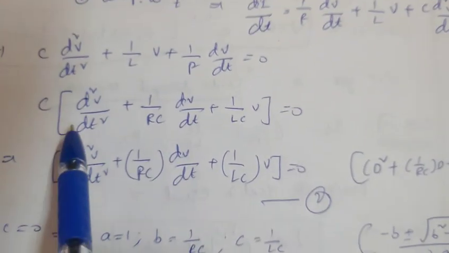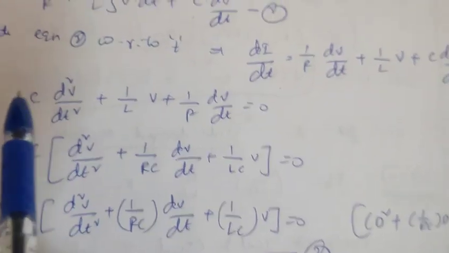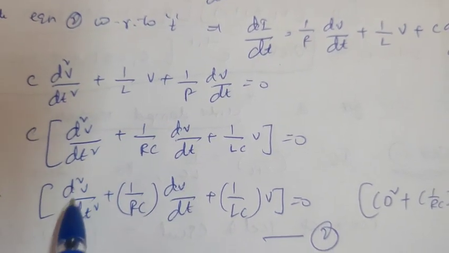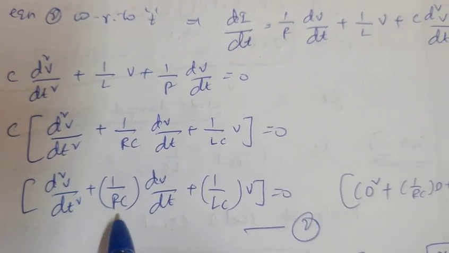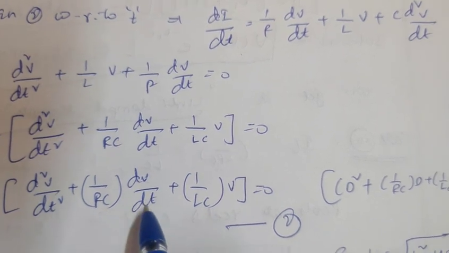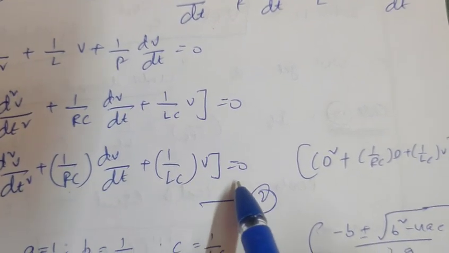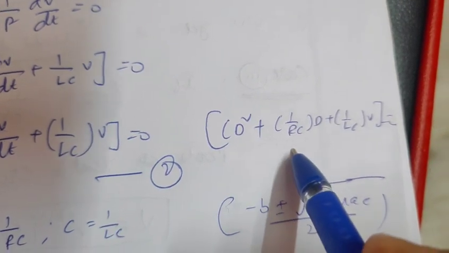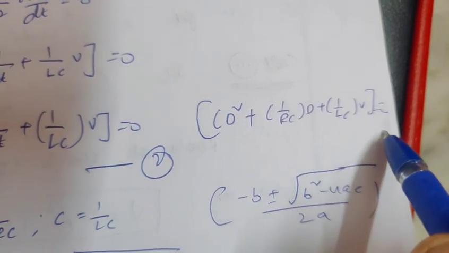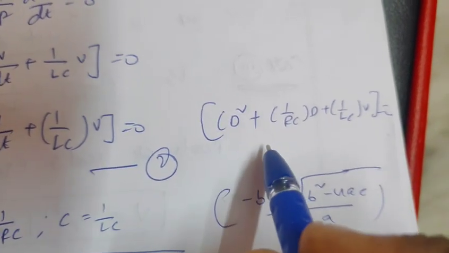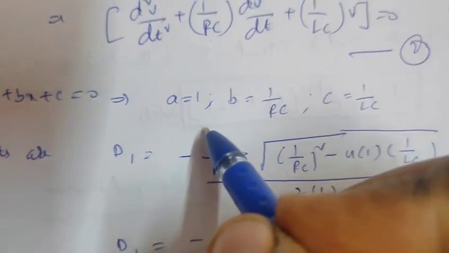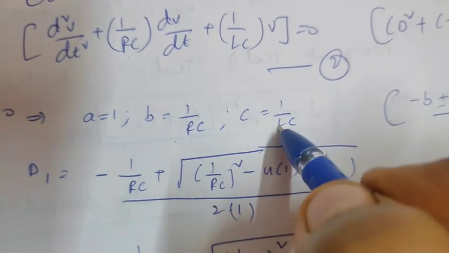To form a second order differential equation, I am taking C outside. So I get the equation d square V by dt square plus 1 by RC into dV by dt plus 1 by LC V is equal to 0. This is nothing but the equation D square plus 1 by RC of D plus 1 by LC into V equal to 0. Now this equation looks like a characteristic equation a x square plus b x plus c. Just assume a is equal to 1, b is equal to 1 by RC, c is equal to 1 by LC.